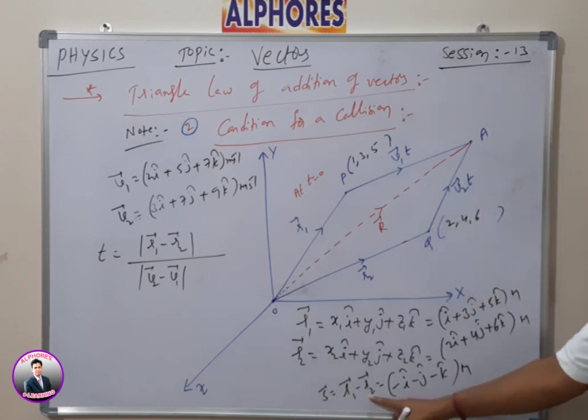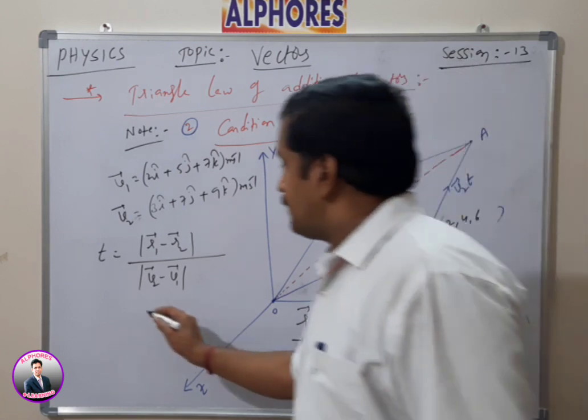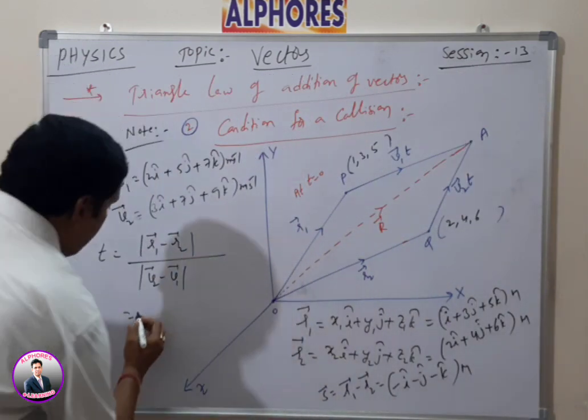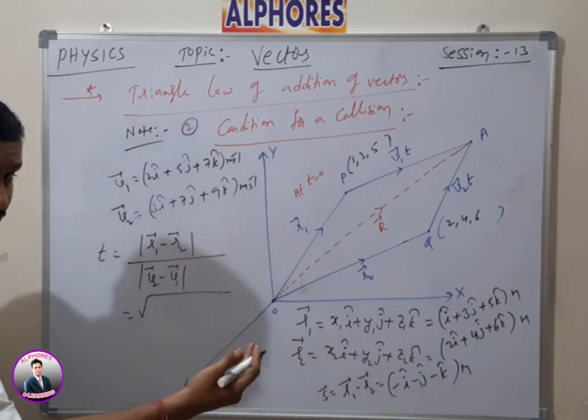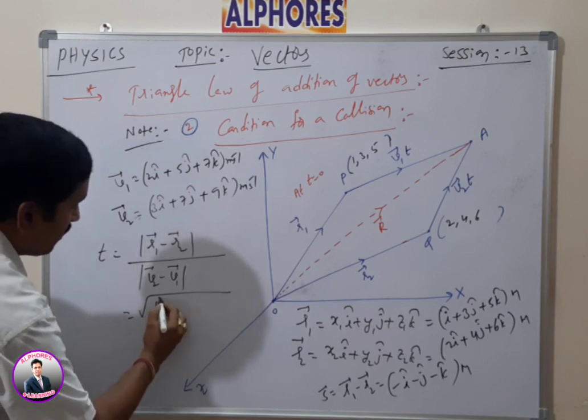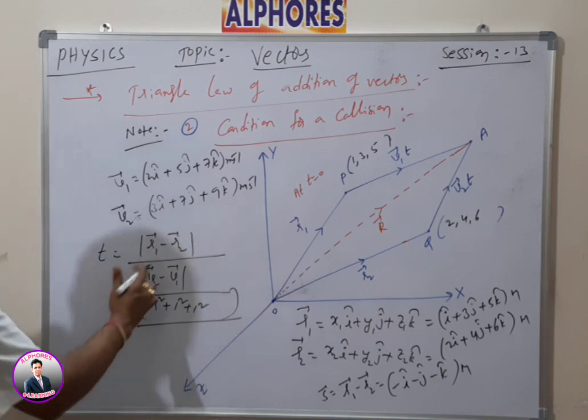Displacement attained by the particle. That means we have to take the magnitude. Magnitude means how much it is? So magnitude of this vector means root of minus 1 whole square plus minus 1 whole square plus minus 1 whole square. That means 1 square plus 1 square plus 1 square, and what is V2 minus V1?